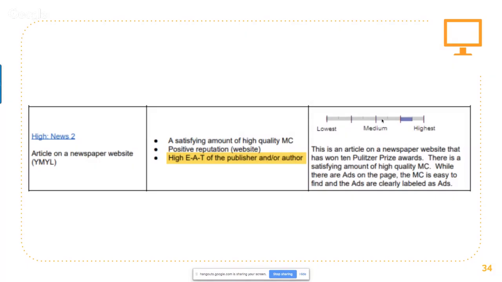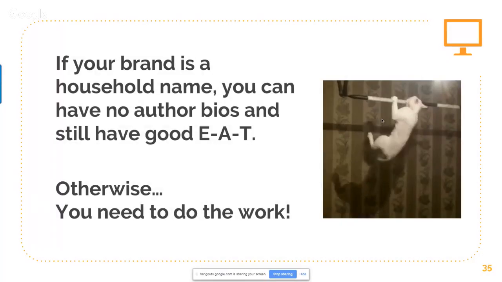But here's the important thing. This is another example that is given in the Quality Raters Guidelines, and I can't remember which newspaper this is from, but the point is here that there was high EAT. They can look at the publisher or the author. So the point that I'm trying to make here is if your brand is a household name, then you can probably get away without having author bios and still be considered having good EAT. So if people know that your brand is synonymous with whatever it is that you're trying to do, then you probably can succeed just on the EAT of your brand. But otherwise, we really all should be trying to have authors that are known as the experts in our field.